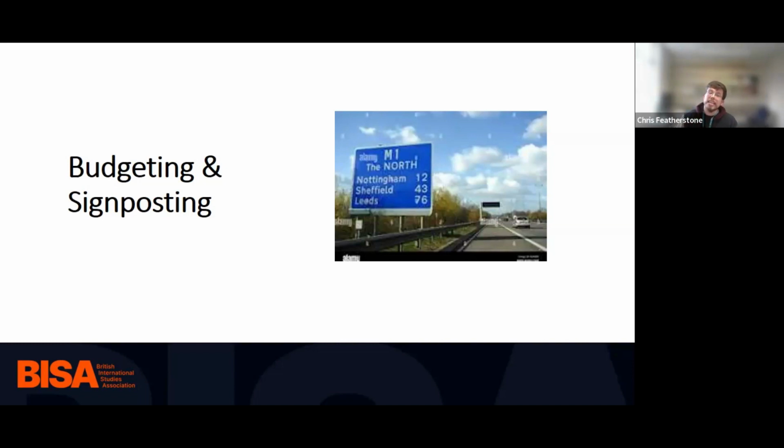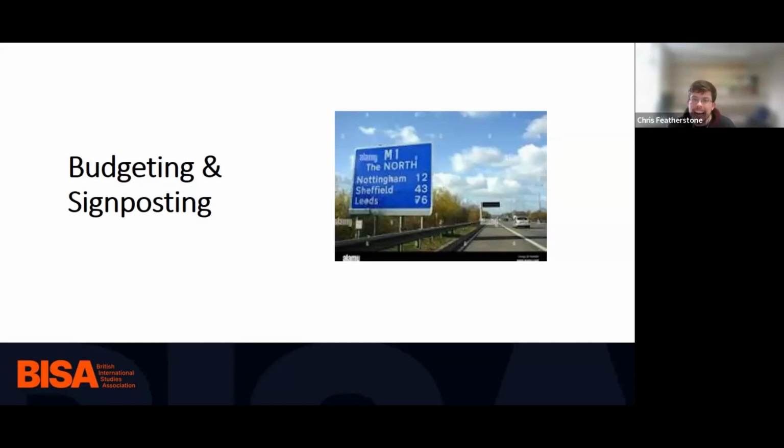So I'd say that a key step is to think about how you are going to signpost your argument. So if you were to be driving along on the M1 and you saw this sign, you would see that you are 12 miles away from Nottingham, 43 from Sheffield, and 76 away from Leeds. Okay, so you can see where you are going from looking at these signposts. And as you go further along, you will see those numbers start to decrease as you get closer to Nottingham, Sheffield, and then Leeds.